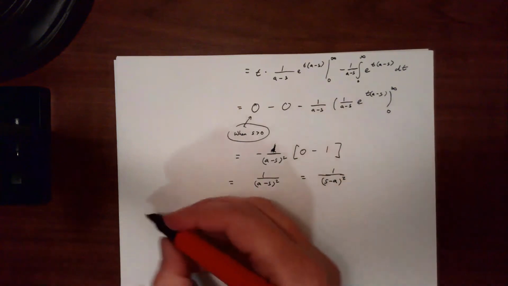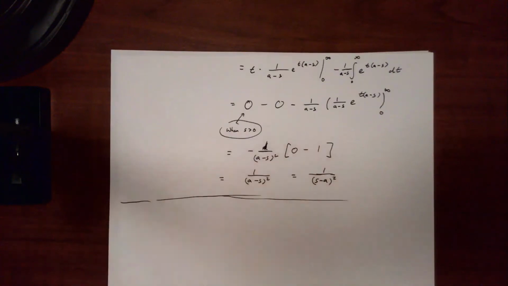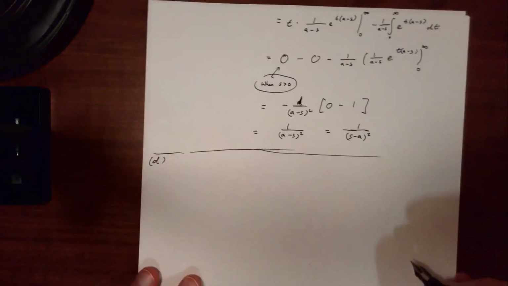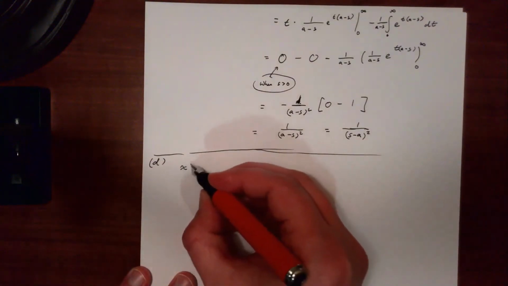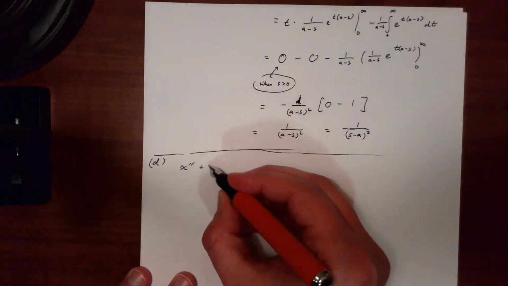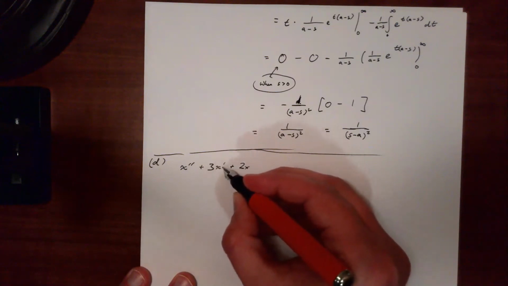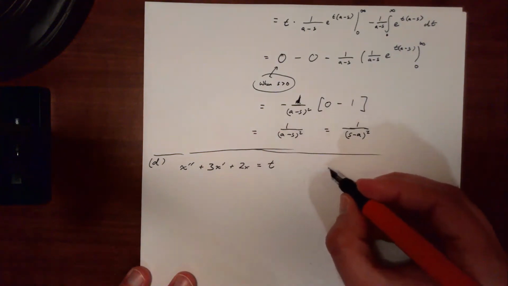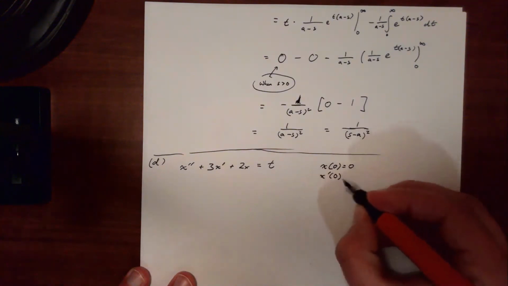So let's try another of the example series here, and this is going to be now example D. So for example D, what we're going to take is this. Let's go x double prime plus 3x prime plus 2x just equals t. And we're going to do x of 0 equals 0, x prime of 0 equals 2.